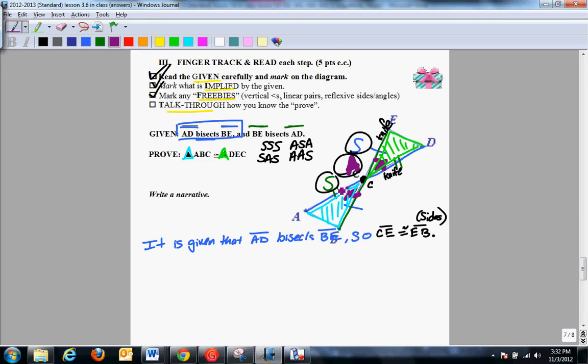Now we're going to go for the verticals. A corresponds to D, so make sure you align those vertices. Then angle ACB is congruent to DCE because they are vertical. That gives us our pair of angles.